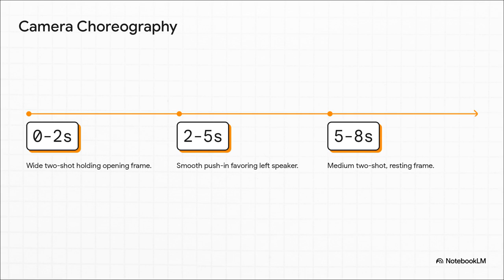Look at how precisely this timeline is mapped out chronologically. From 0 to 2 seconds, the camera holds a wide 2-shot, establishing the opening frame and showing both women at their mics. Then, from seconds 2 to 5, the camera makes a slow, smooth push-in toward the desk, slightly favoring the speaker on the left as she leans forward. Finally, from seconds 5 to 8, the camera settles into a comfortable medium 2-shot to capture the right speaker reacting. The camera isn't just recording, it's acting as a narrative tool, actively emphasizing the mid-conversation dynamics between our two hosts.